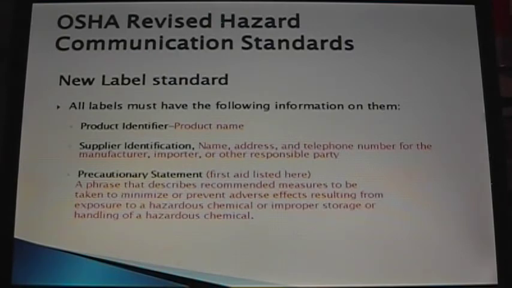I'm going to talk about the new label standard. All the labels have to have the following information. They have to have the product name, the supplier information, their phone number, address, name, precautionary statement, very important. This is where you'll find the first aid on the bottle or the chemical container. A phrase that describes recommended measures to be taken to minimize or prevent adverse reactions resulting from exposure to a hazardous chemical or improper storage or handling of a hazardous chemical.